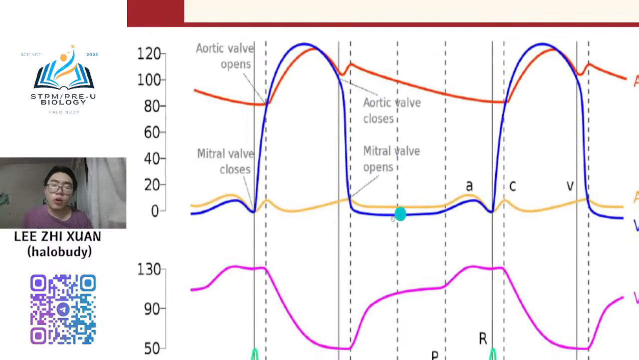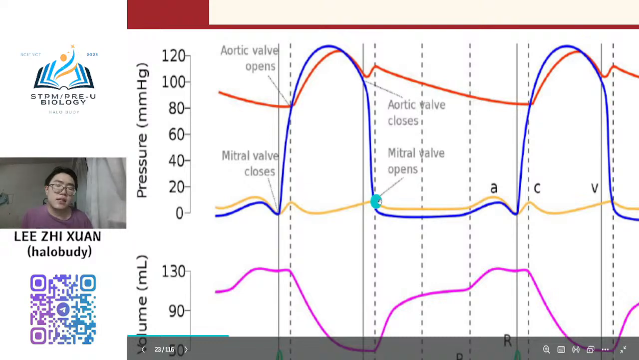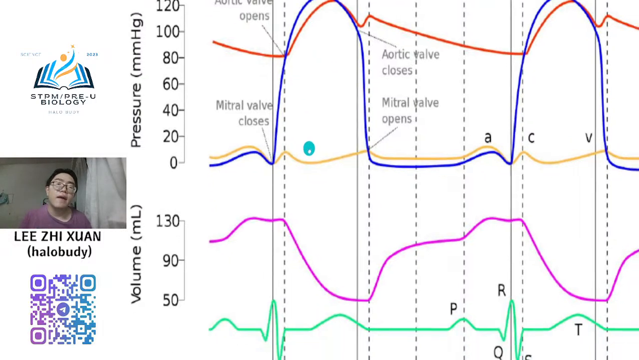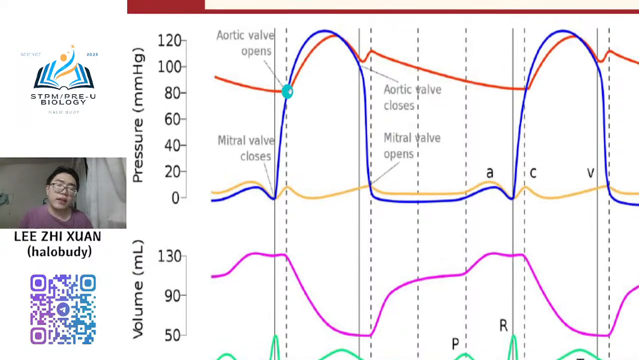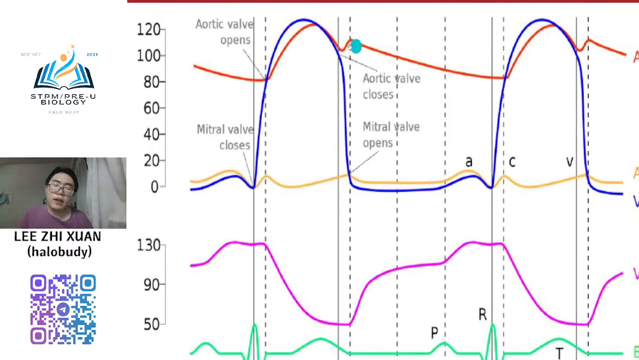So you need to know the sounds, and when the sounds happen. We know the loud sound, LUB, the first sound, happens at where? Here, right? When your semilunar valve is open, and then another sound is here, when your semilunar valve is closed. So there are two sounds here. You also need to know.